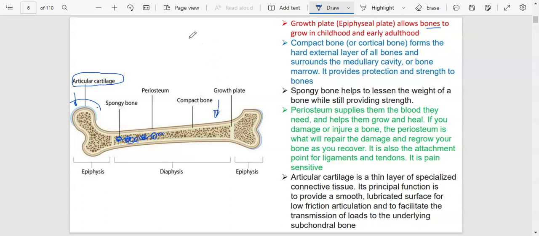For example, consider your shoulder. The bone there is able to move, like you can move your hand up or down, so there is going to be friction there. So the articular cartilage is there to reduce that friction. It provides a smooth and lubricated surface.